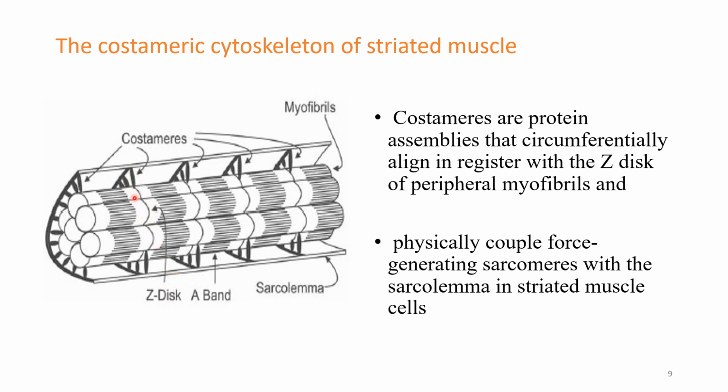With the help of these, the fibrils physically couple the force generating sarcomeres with the sarcolemma in striated muscle cells. So when the muscle contracts, force is generated. With the help of the Z disc and the costamers, the force is coupled and transferred to the sarcolemma. So these costamers are attached to the actin filaments. This is the costameric arrangement of the cytoskeleton of the striated muscles.